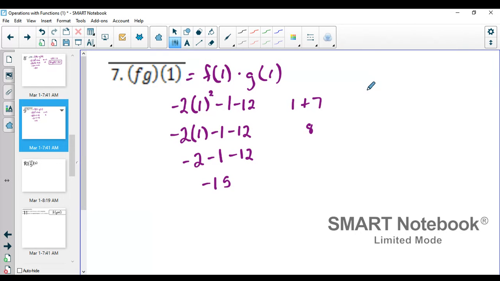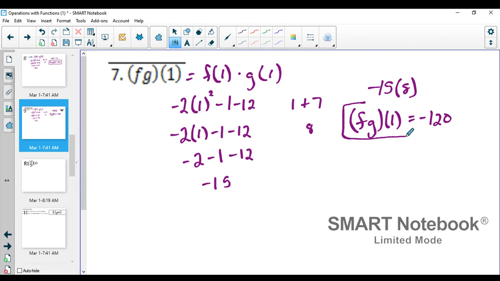Now we're multiplying these. So we have -15 times 8. So 15 times 8 is 120. So f times g of 1 is -120. There we go.